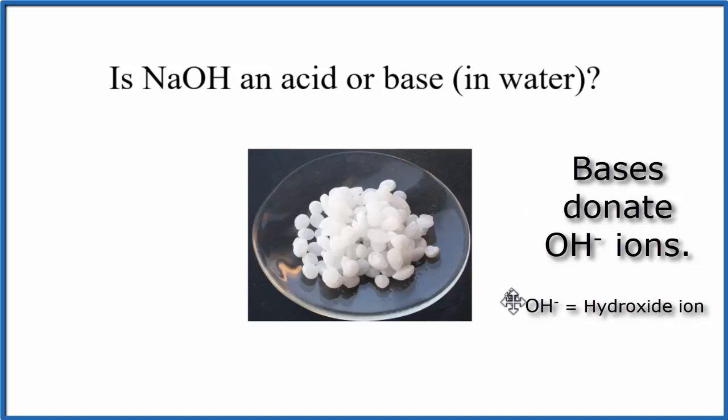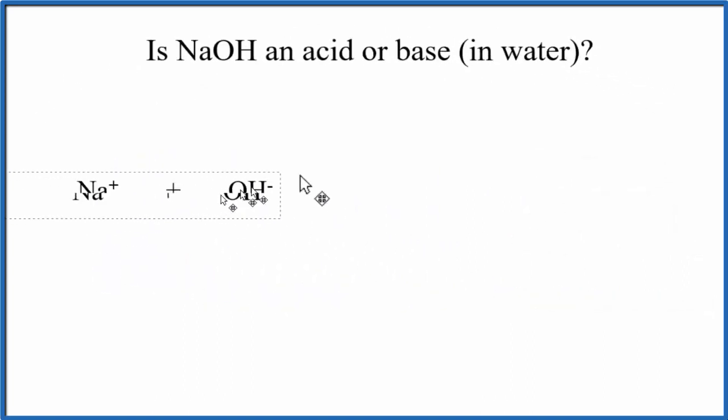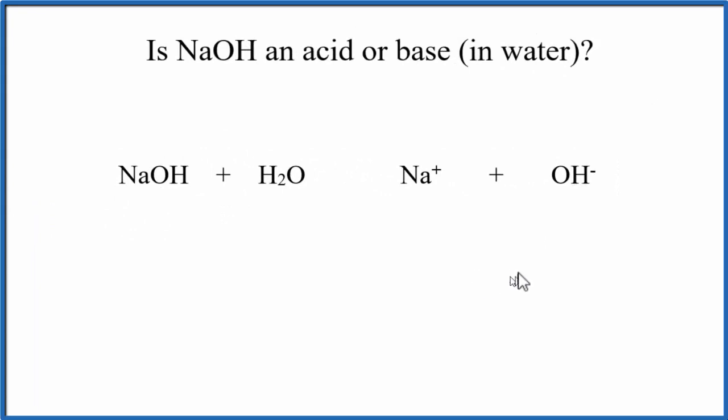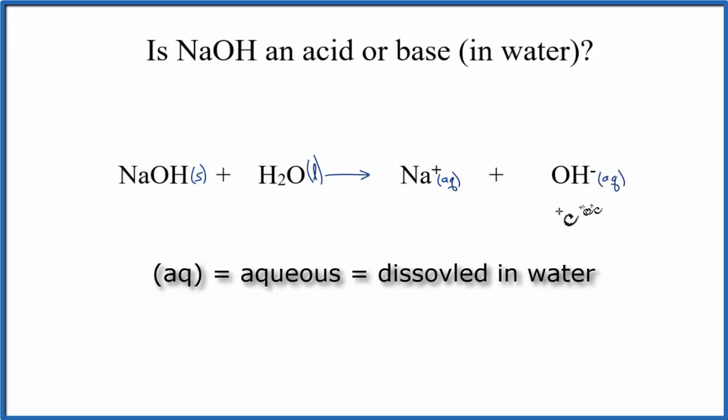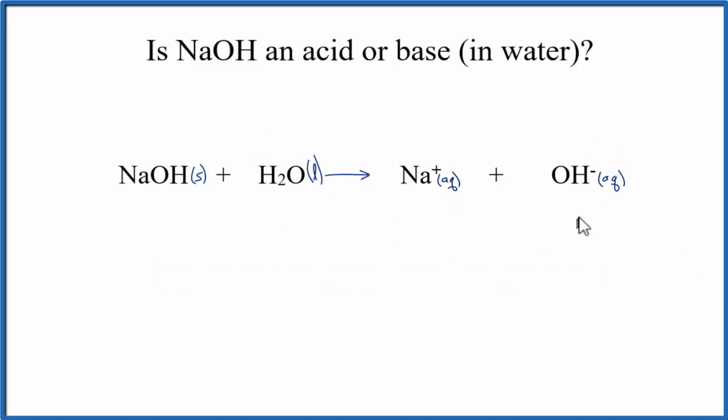Let's take a look at the equation though, see how that happens. So here's the equation for sodium hydroxide dissolving in water. Let's put a little arrow there. So sodium hydroxide, we said that was the solid. Water, we know that's a liquid. And when we put the sodium hydroxide in water, it dissociates. It breaks apart completely into the sodium ion and the hydroxide ion. And because these are dissolved in water, let's write a little AQ for aqueous. That will show that they are, in fact, dissolved in water. And then we really don't need to write water again on this side. So because we have hydroxide ions, that makes NaOH a base when it's dissolved in water.